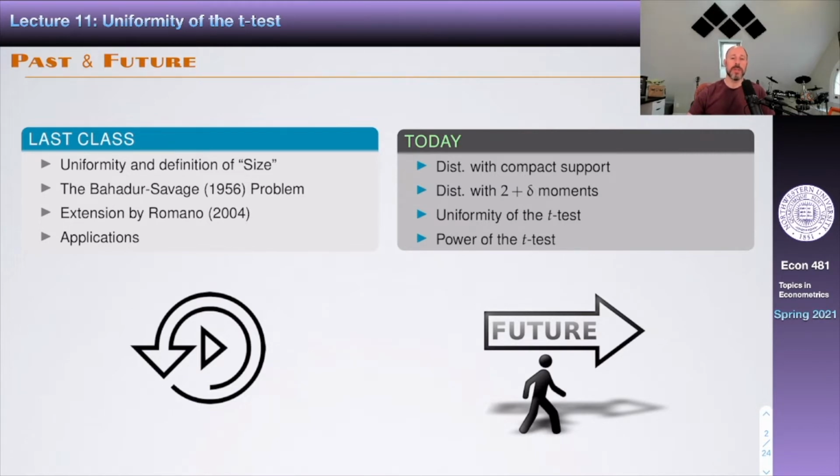And then, that's about size. Then we're going to ask, does it have power? Because it could be that the test controls size and has no power. We're going to show that the t-test has non-trivial power. So, putting everything together, we're going to be able to save the t-test. And we're going to learn why so often you see papers that assume 2 plus delta moments, or a little bit more than 2 moments, and that's what's going on.